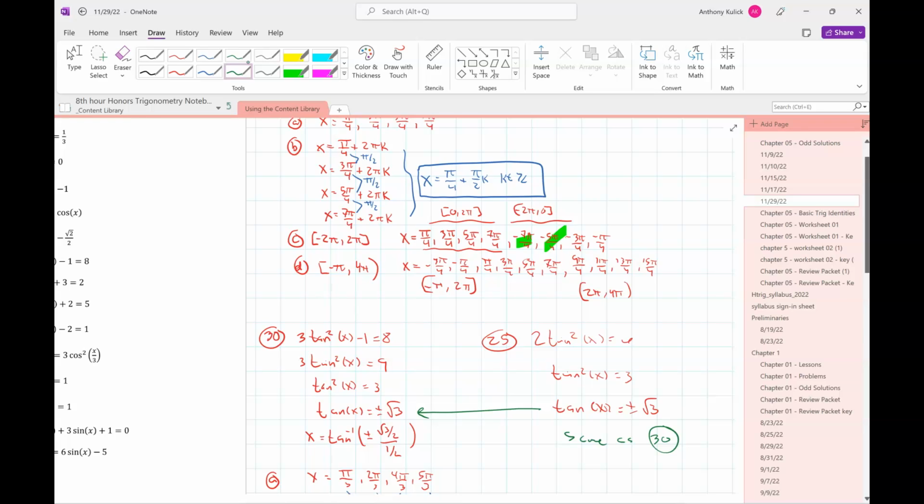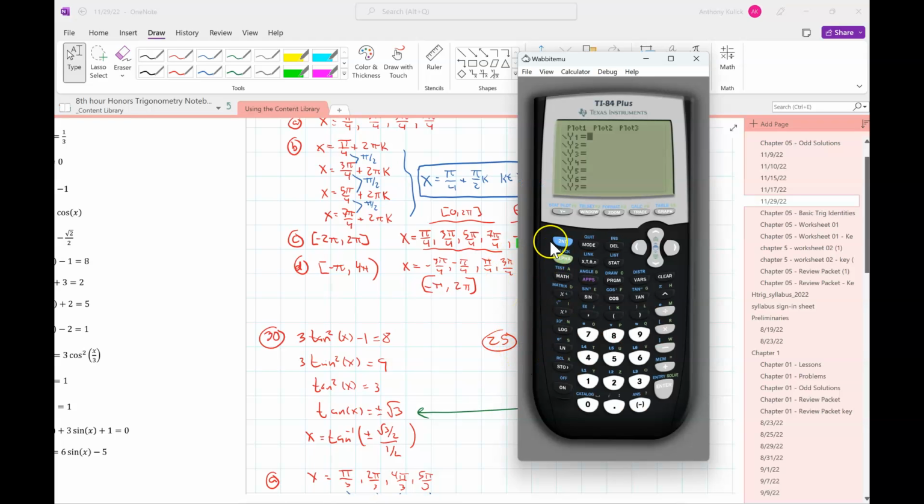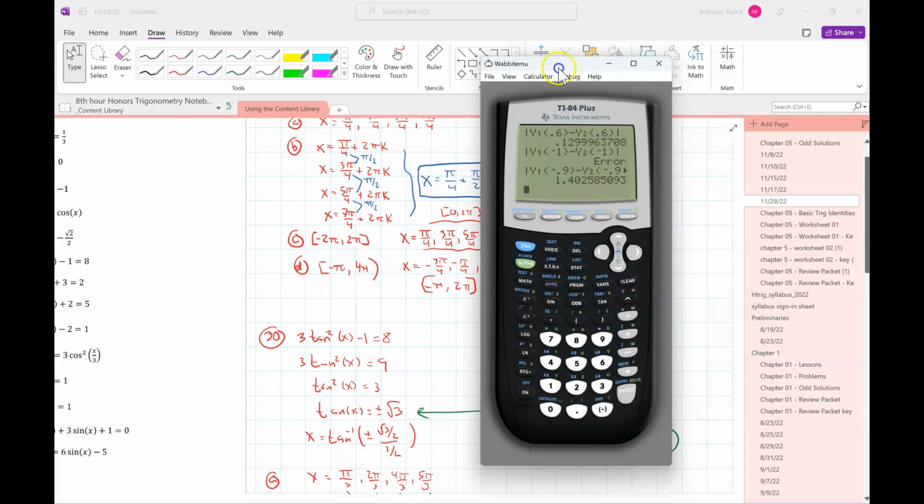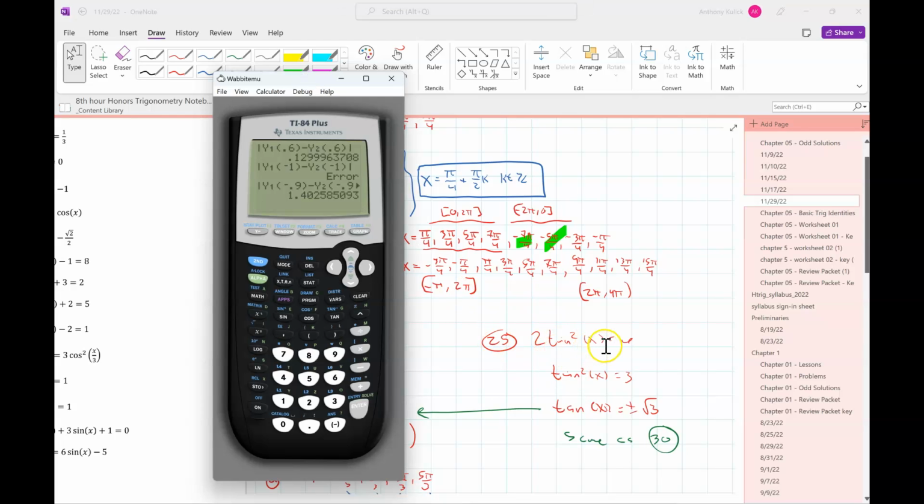Can I point out to you guys that lots of people have asked about this, but these are all checkable. If you think there's a mistake on the answer key, the problem was 2 tan x squared equals 6. I can just plug in the answer from the answer key, if it's supposed to be pi over 3. And I can see if that gives me 6 or not. And if it doesn't give me 6, I know it's wrong.